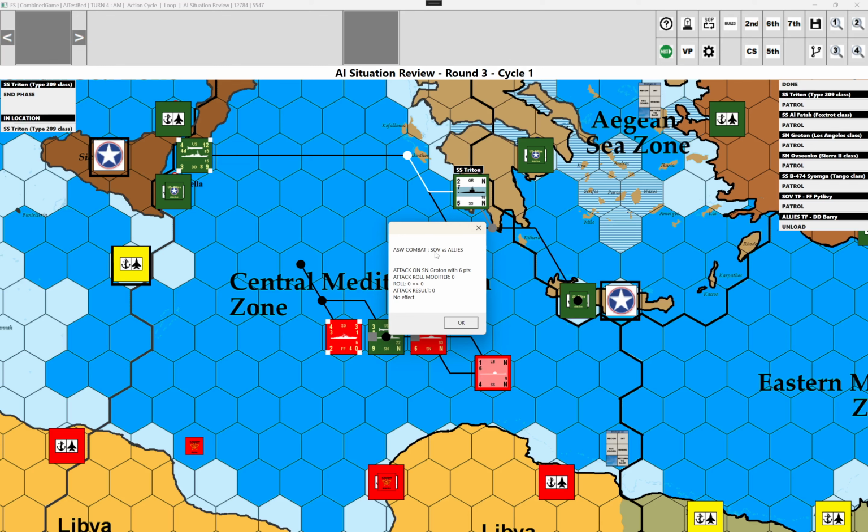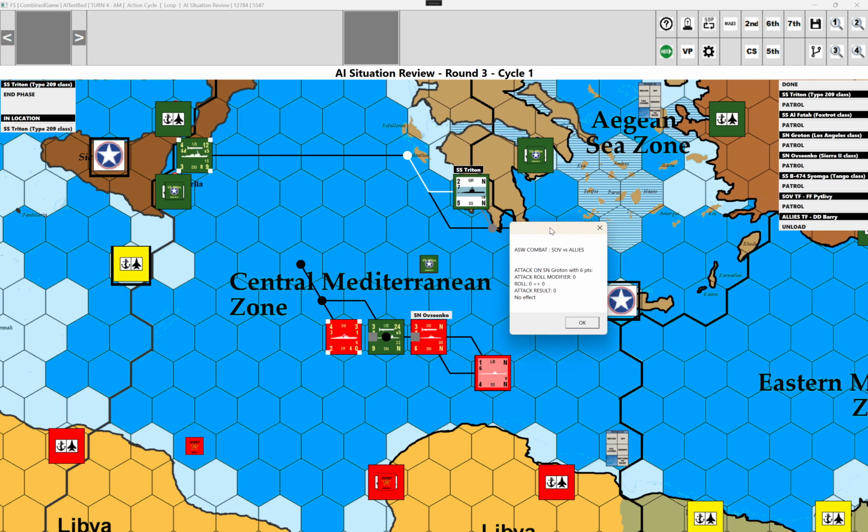ASW, Soviet versus Allies. Attack on the SN Groton with 6 points. I'm thinking that's the Ovsyanko. Okay, and he didn't do good. All right.